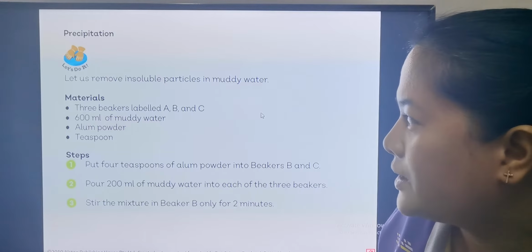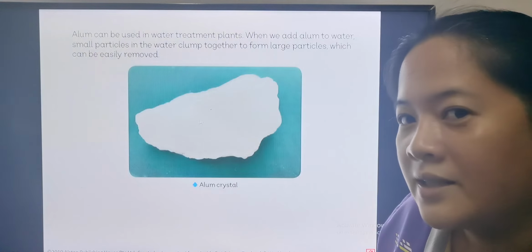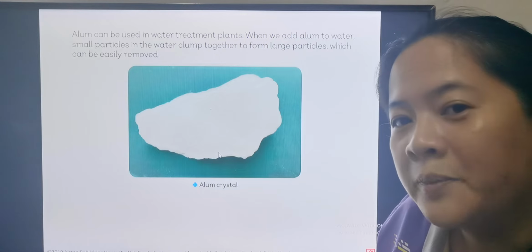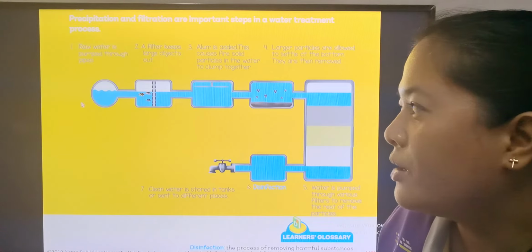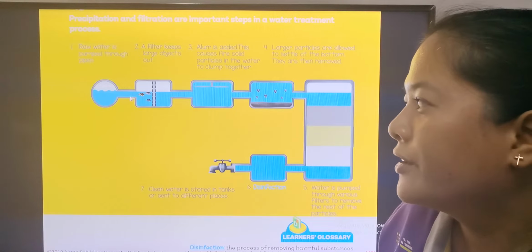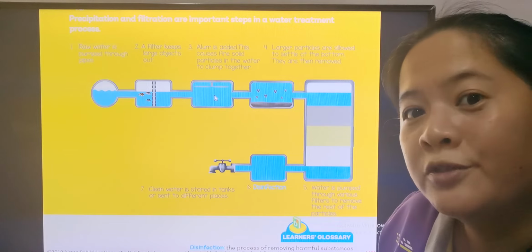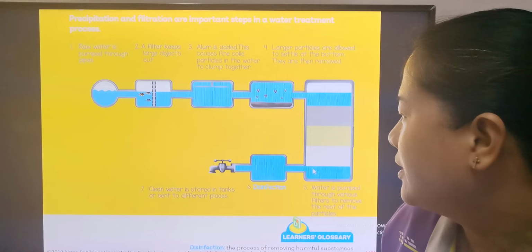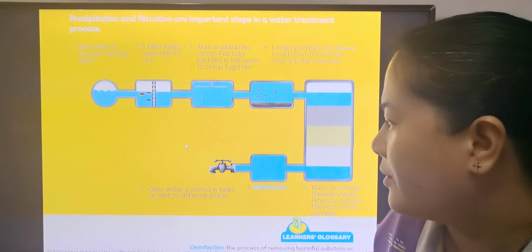And precipitation. Precipitation is when you add a substance called alum, so that you can separate the insoluble solids from the liquid. Yesterday we studied this process already. The raw water passes through a filter, then undergoes filtration, precipitation, and then filters again, then disinfection, and then it can be used in our house.